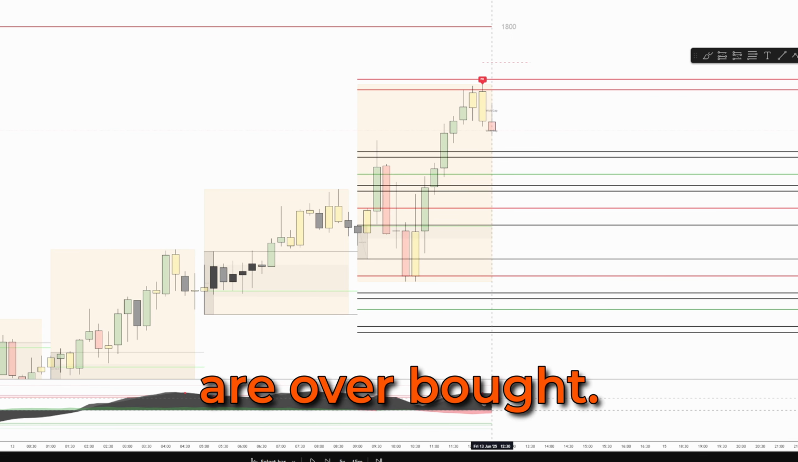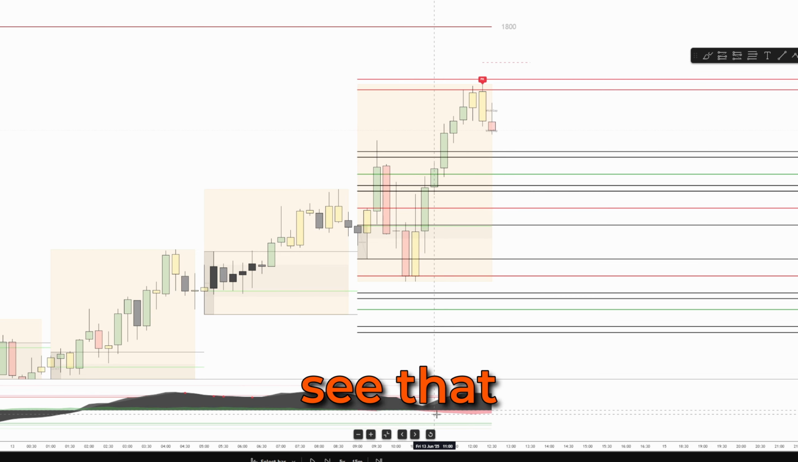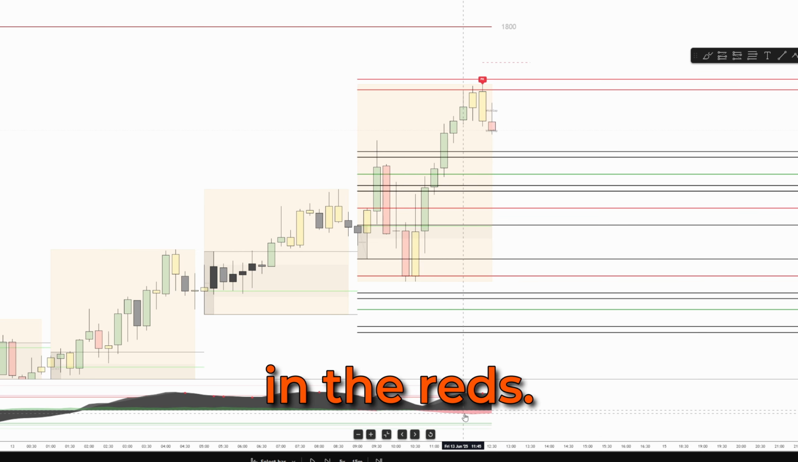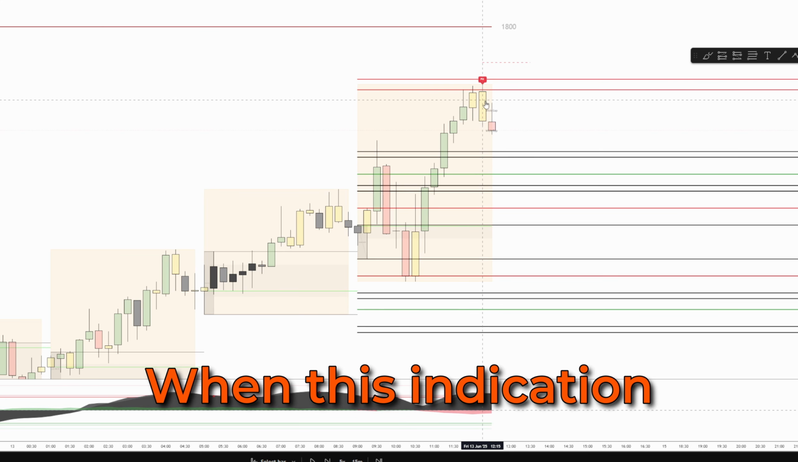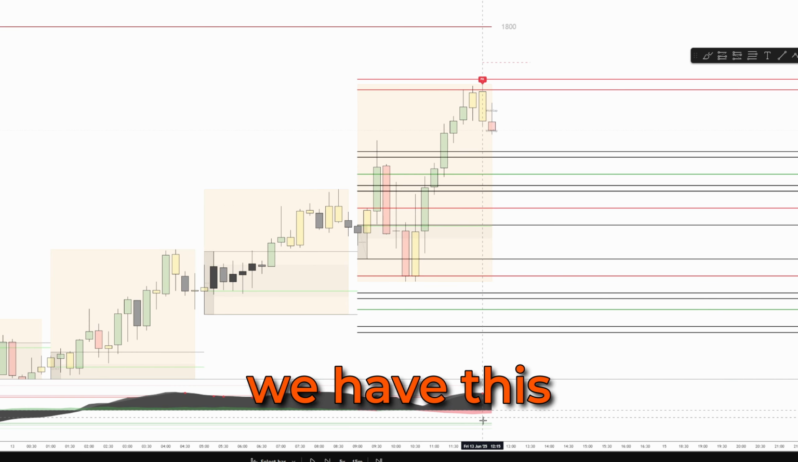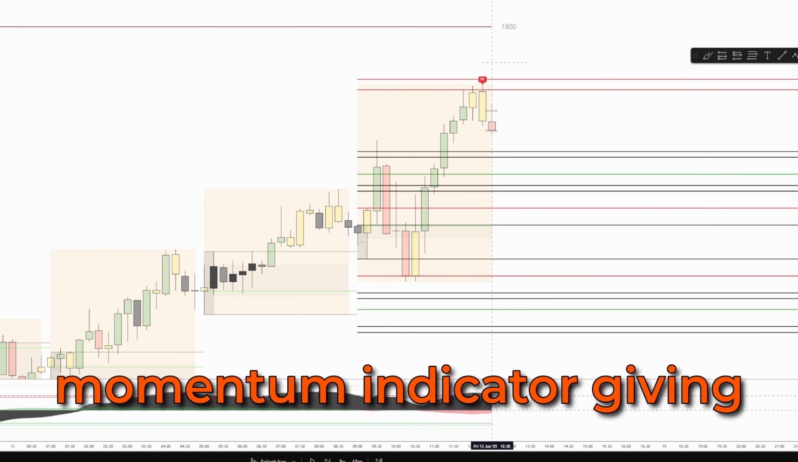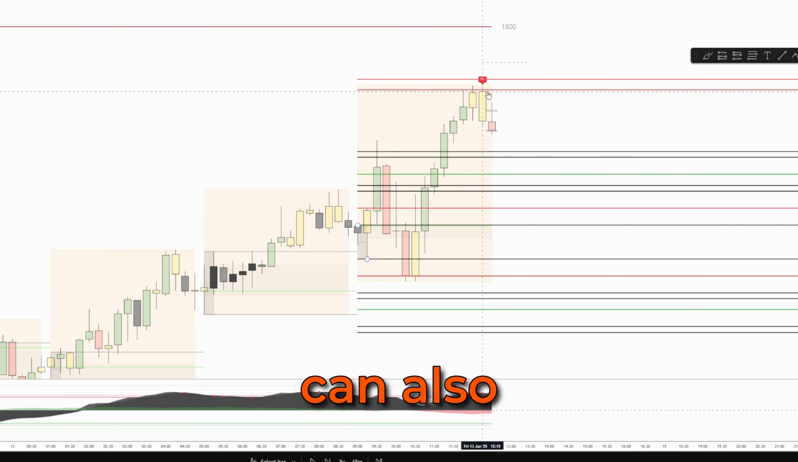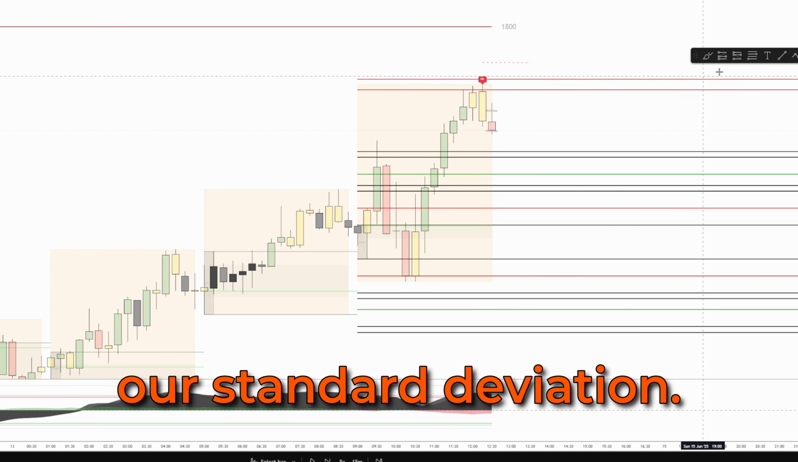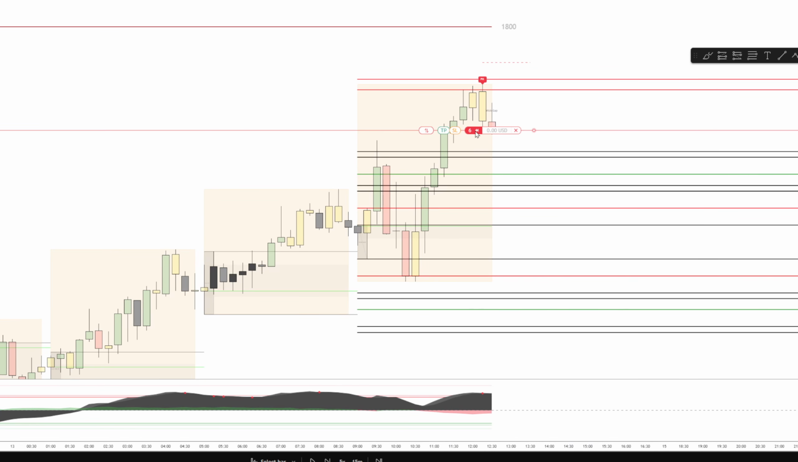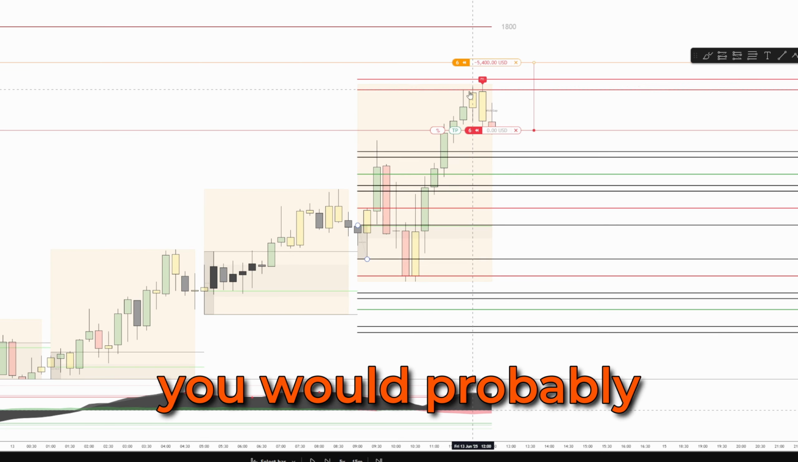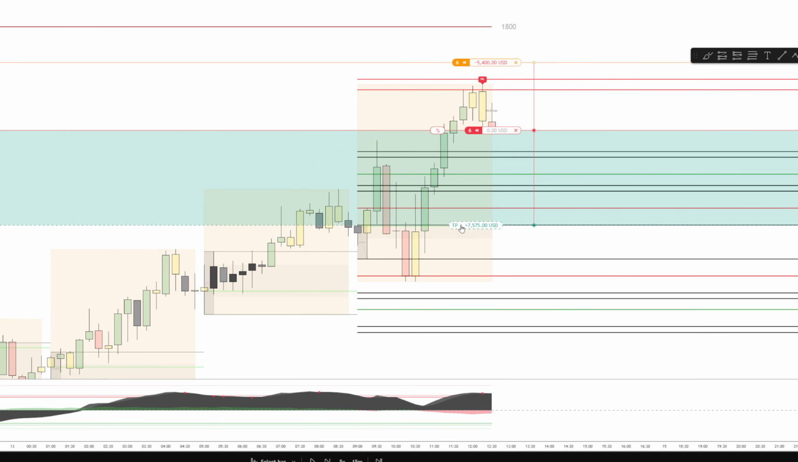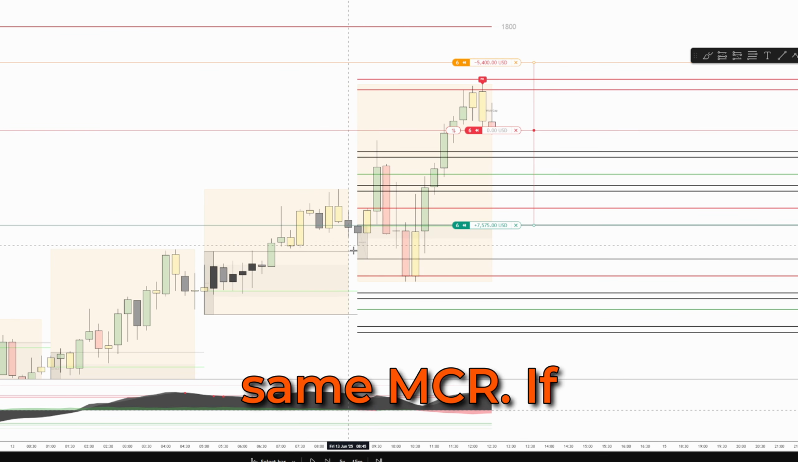Here we can see we are overbought. We can see that the money flows in the reds. We have sellers. When this indication for a sell came through, we have this momentum indicator giving us our dot. And then we can also see that we're reacting off of our standard deviation. So then in this case, you would probably just be trading to that same MCR.